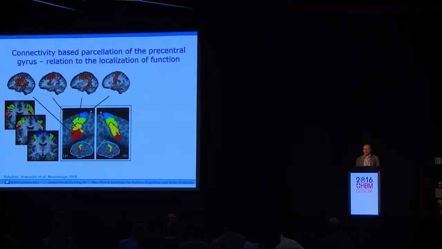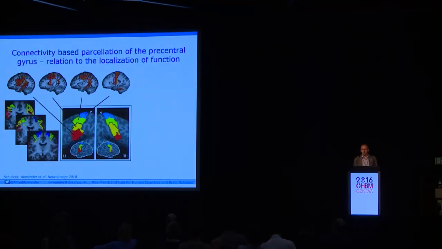So this would be functionally homogeneous, but we know that, for example, the blue area in the upper part is the motor area responsible for the foot movements. The green area is more the hand area, and the yellow and the red ones are face and mouth areas. So we know functionally they are different, and we wanted to test if this functional differentiation can also be done by differences in parcellations.